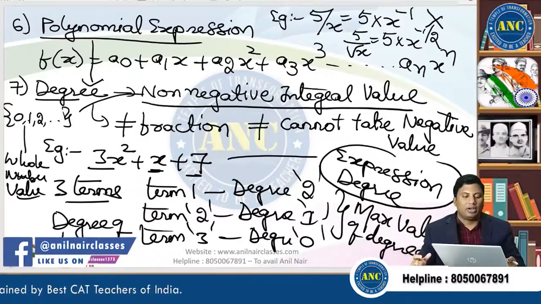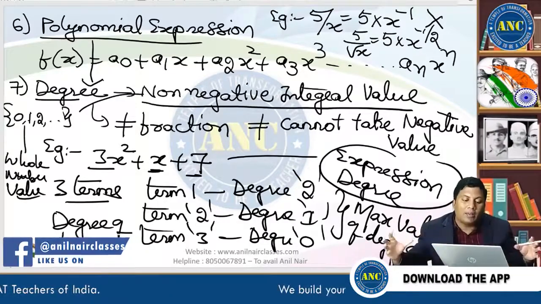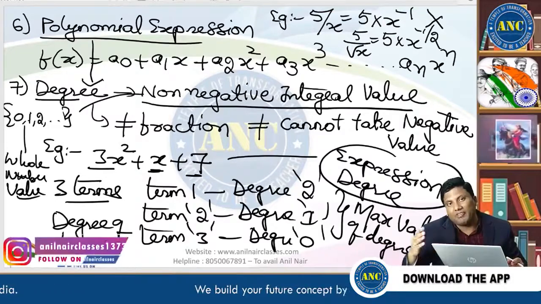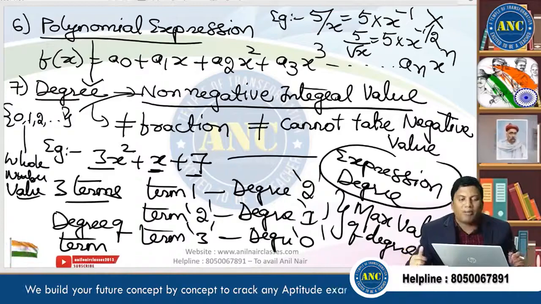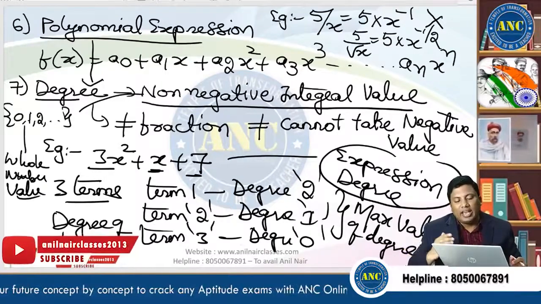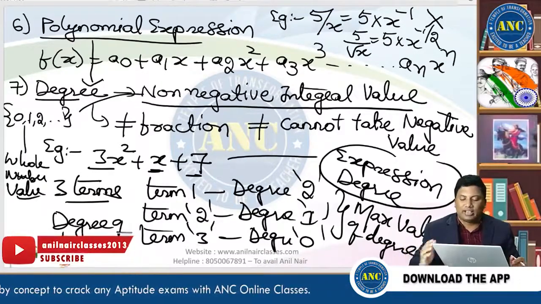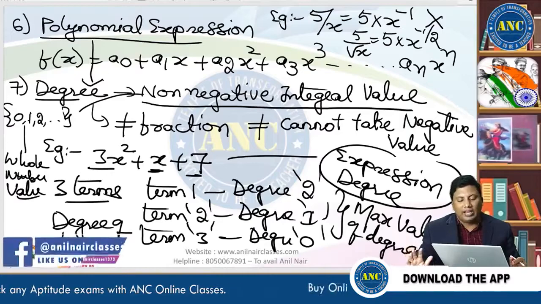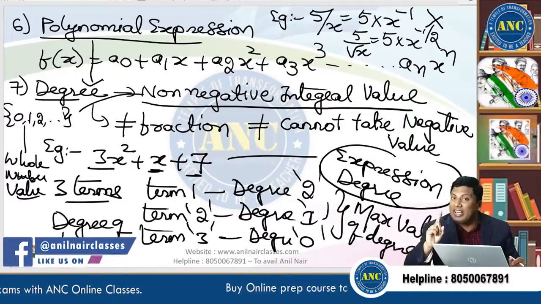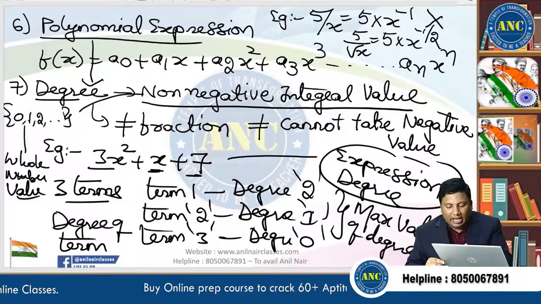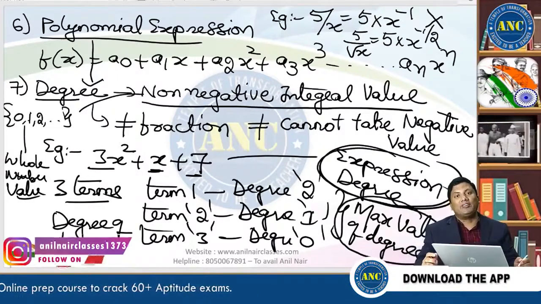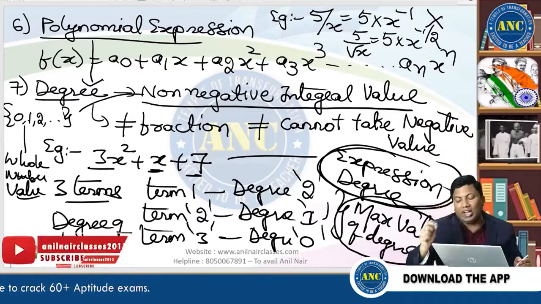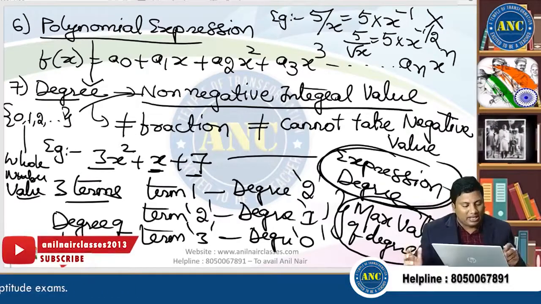A polynomial expression can be anything from degree 0 to degree n. So the generic form of a polynomial expression is a0 plus a1x plus a2x square and so on up to an x power n. What is the degree of an expression? A degree of an expression is nothing but the maximum value of the degree of every term. Take the degree of every term and calculate the maximum value.